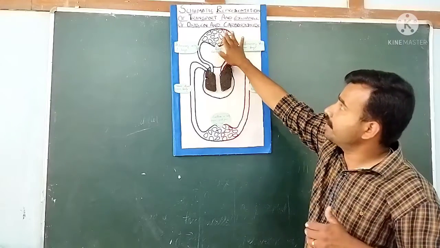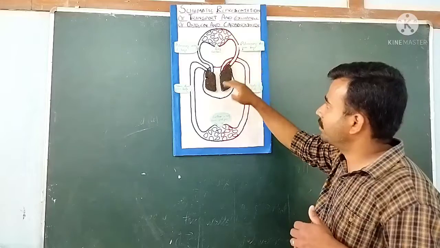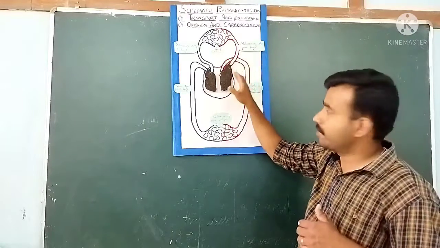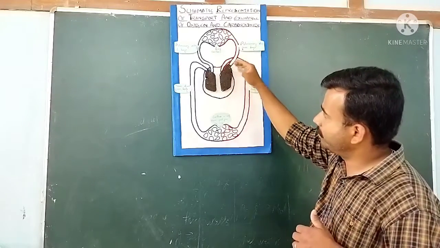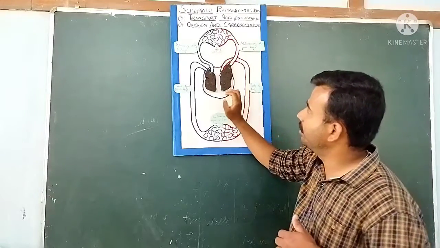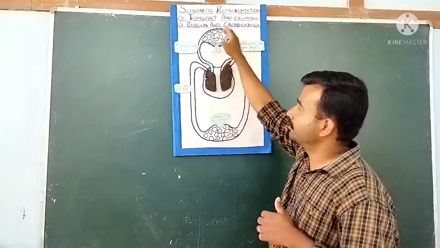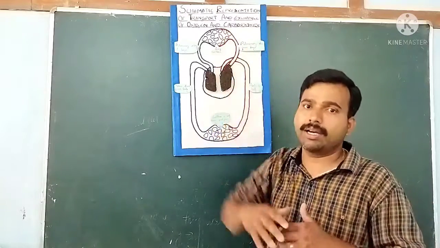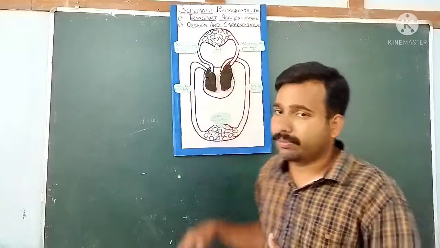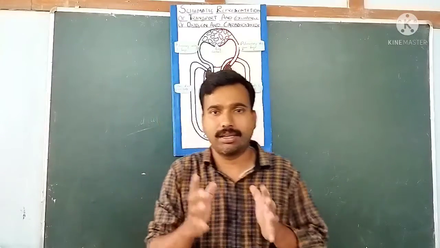This pulmonary vein will now carry oxygenated blood from the lungs back to the left atrium. From the left atrium, the blood will be pumped into the left ventricle, and from the left ventricle, the blood will flow through the aorta to the lower part of the body and to the upper part, that means to the head. So why is this separation between oxygenated and deoxygenated blood necessary?